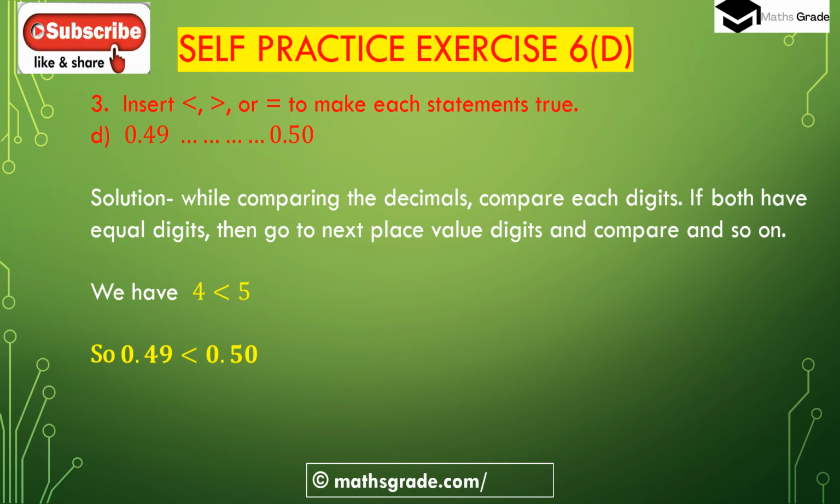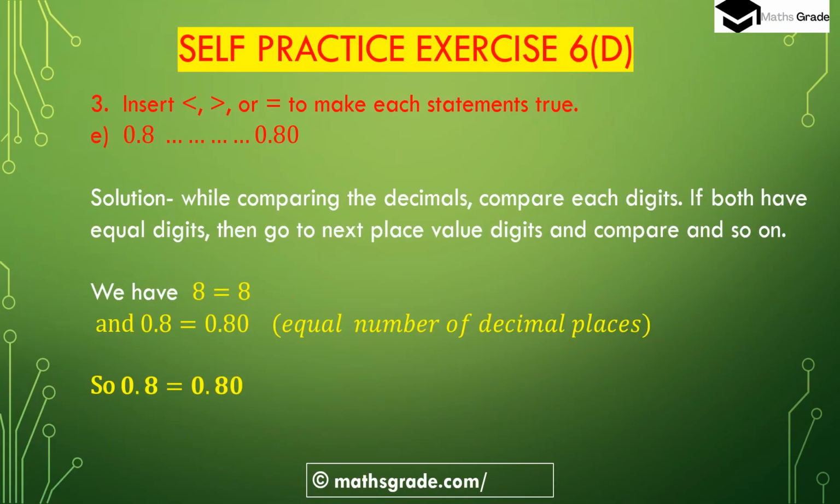Both have equal digits, so we have to go to the fractional parts. After the decimal point, in the fractional part 4 is there in 0.49, and in 0.50 after the decimal point in the fractional part 5 is there. We know 4 is less than 5. So 0.49 will be less than 0.50. So 0.49 is less than 0.50.